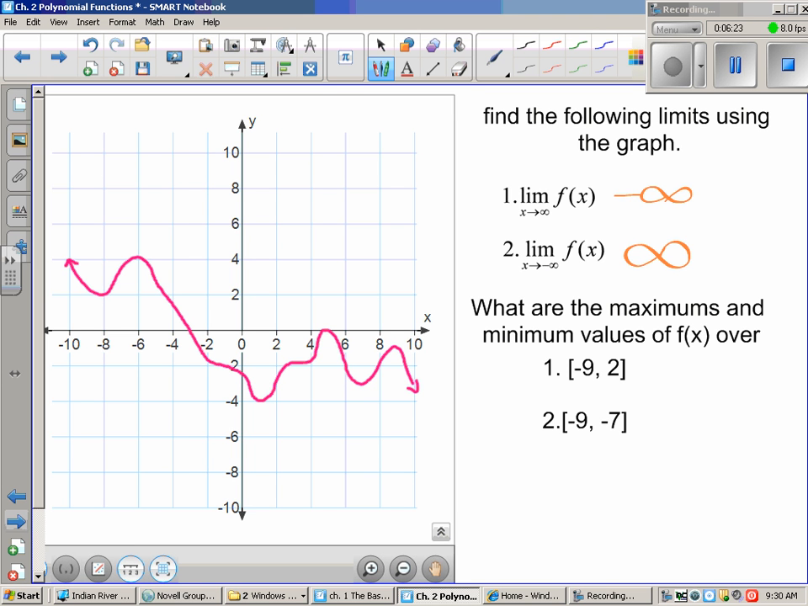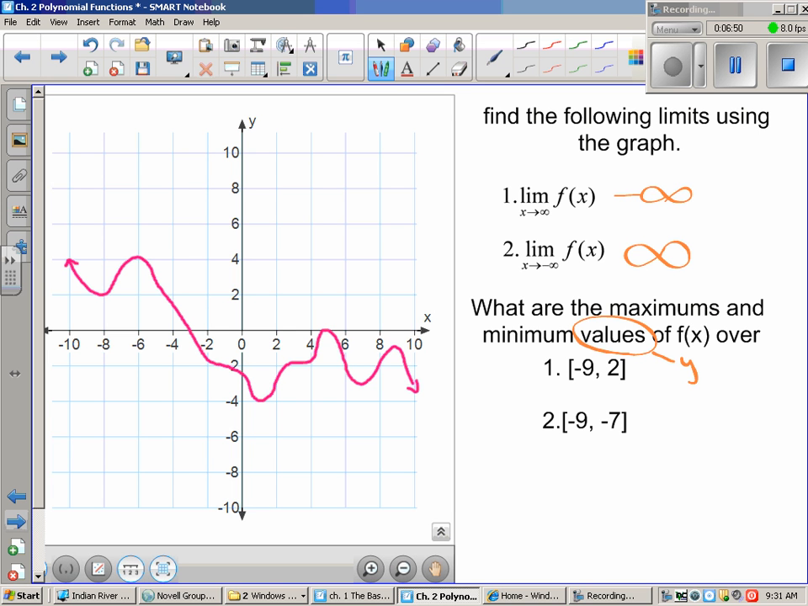What are the maximum and minimum values of f of x over, now this is giving you an interval, from -9 to 2. It is different than the relative max question. The relative max basically means in perspective of the graph at that spot, where is the maximum? But this is saying what literally is the maximum and minimum values. Also, I want you to notice that it says values, and values basically is saying I want the y part of it. What's the highest value this gets?